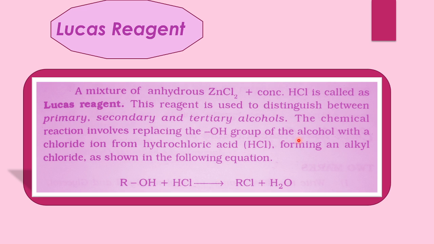Here, the next point, Lucas reagent. Lucas reagent means a mixture of anhydrous zinc chloride and concentrated HCl. This reagent is used to distinguish between primary, secondary, and tertiary alcohols. The chemical reaction involves replacing the OH group of the alcohol with a chloride ion from hydrochloric acid, forming an alkyl chloride. Showing the following reaction or equation. Here ROH means alcohol and this is hydrochloric acid. This OH group is replaced by this Cl group, meaning the Cl group is attached to R, the alkyl group, forming the alkyl chloride.